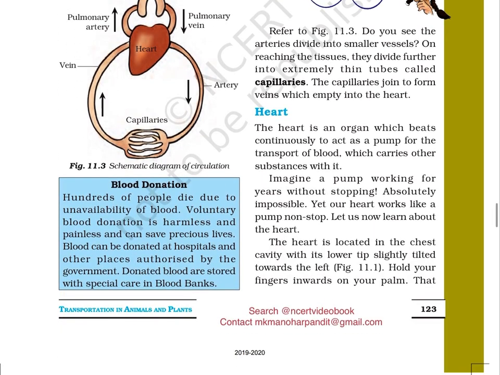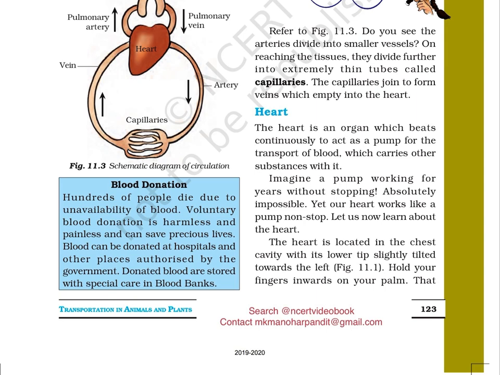Heart. The heart is an organ which beats continuously to act as a pump for the transport of blood, which carries other substances with it. Imagine a pump working for years without stopping. Absolutely impossible. Yet our heart works like a pump non-stop. Let us now learn about the heart.